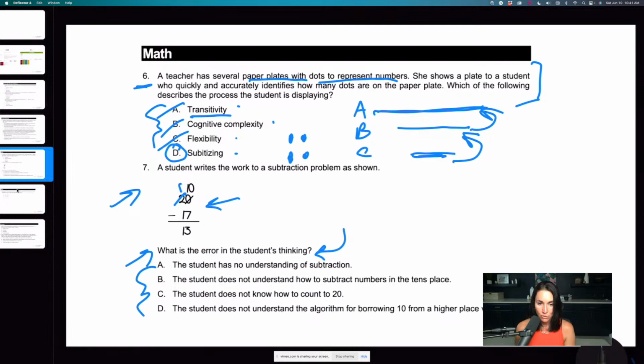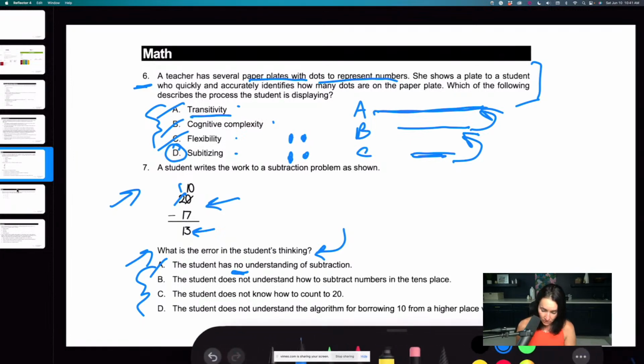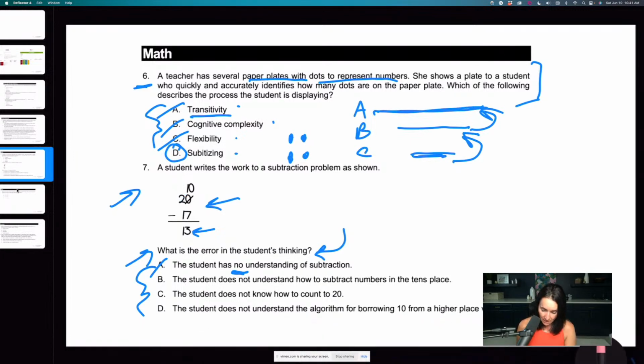So let's have a look at A. The student has no understanding of subtraction. Well, that's not true because the student subtracted 7 from 10 correctly and got this 3 here. So A is out. B, the student does not understand how to subtract numbers in the tens place. Well, actually, it looks like he does or she does because we have the tens place here.